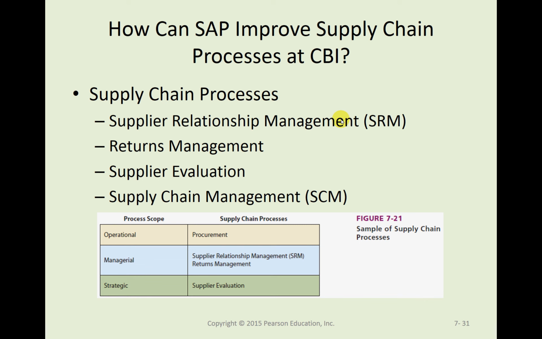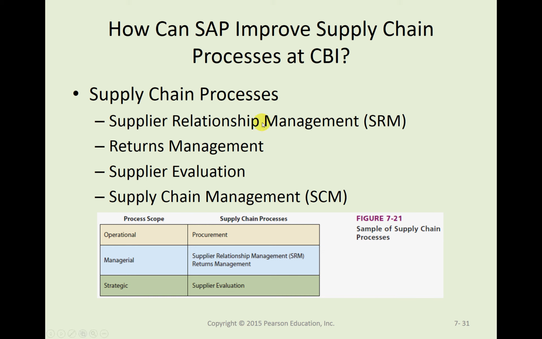Another important part of this relationship is returns management. If you get raw materials that are not up to par in terms of quality, you're going to have to return them. So SAP keeps up with that. And that, in turn, helps us with evaluating our suppliers. We want only the best, highest quality products at the lowest prices, so we want to eliminate those suppliers that are not able to provide us with that. And that all rolls into supply chain management itself.